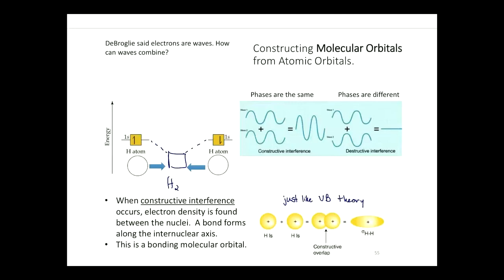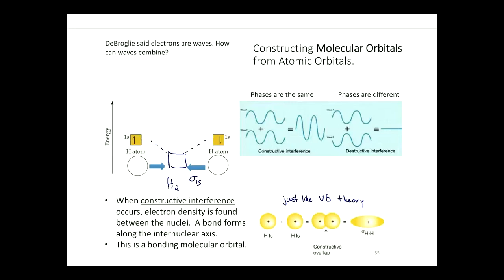So for fun, let's look at these two. What kind of interaction is this? Sigma, yeah, it's the head-on overlap. So if we want to be super specific here and describe what this molecular orbital is, we call it a sigma orbital between 1s orbitals, so we call it sigma 1s. That's how we explain the whole thing. All right, so that's half of the diagram.